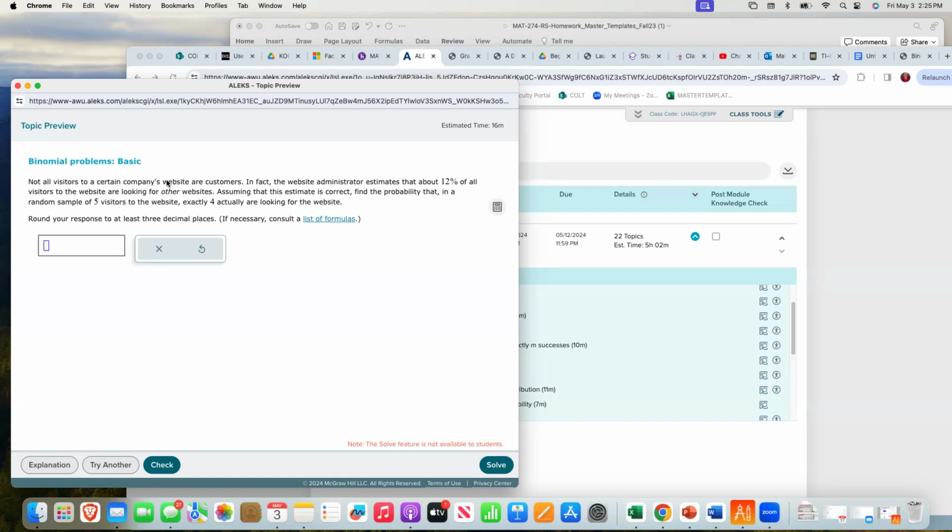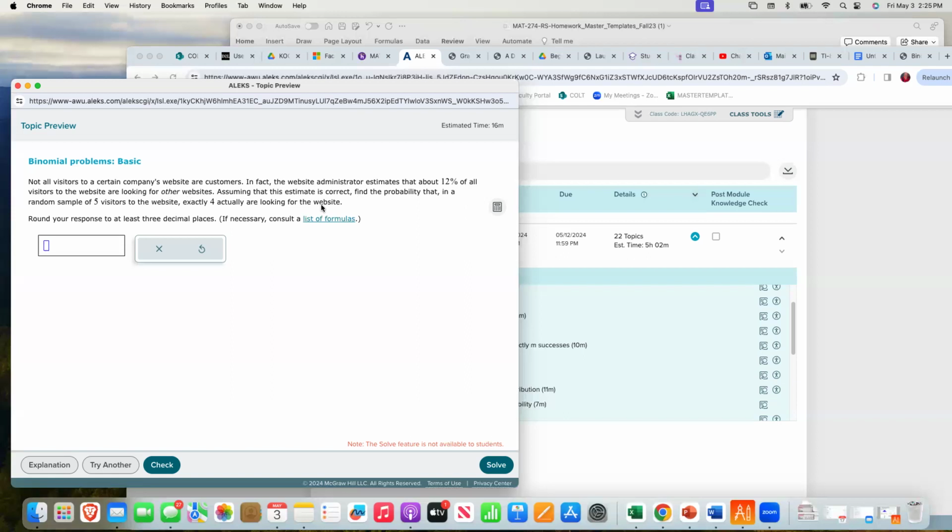And here we are given a scenario, and typically you are given some sort of scenario in the context of a problem. It says here that a website administrator estimates about 12% of all visitors are looking for other websites. Assuming this estimate is correct, find the probability that in a random sample of 5 people exactly 4 are looking for it. Now, this is a little bit tricky the way this is worded because they give you this percentage in terms of looking for other websites. We're interested in looking for the websites.